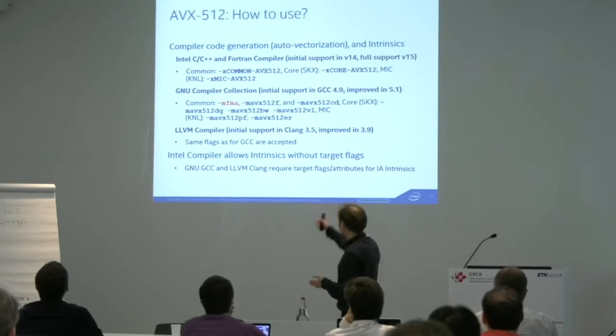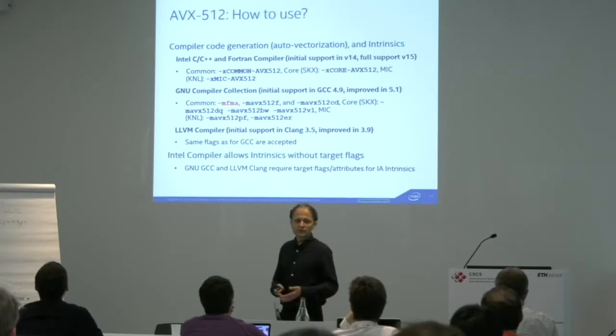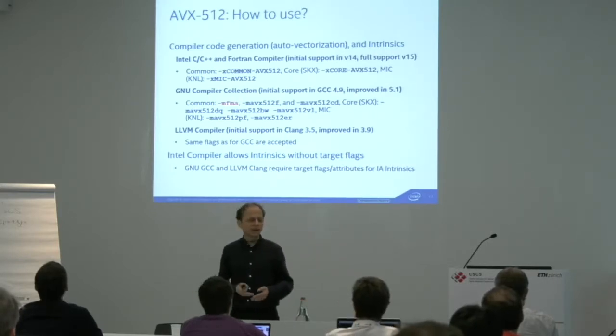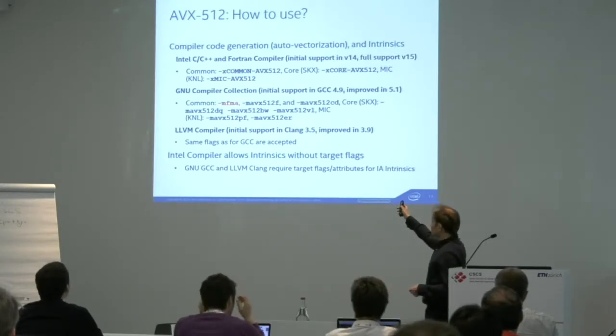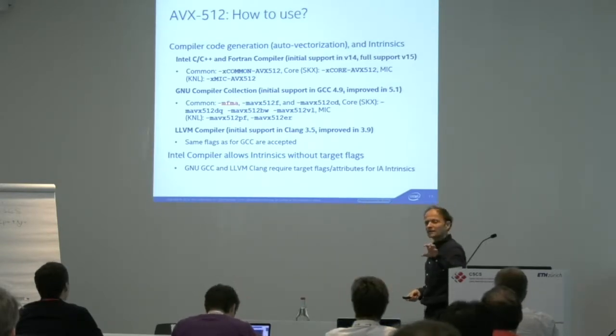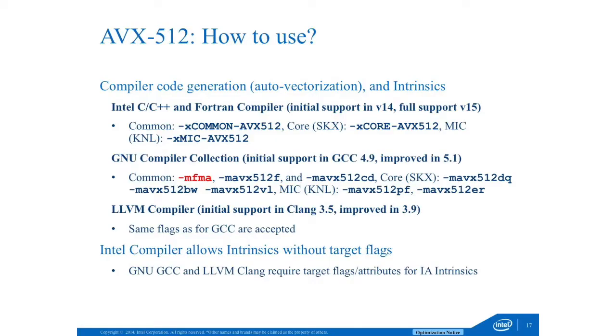But intrinsic level is all equal, right? This is the same. At that level, you can express the similar things between the compilers. And you can see that for Intel compiler, you have buckets, essentially common names or collections of flags.